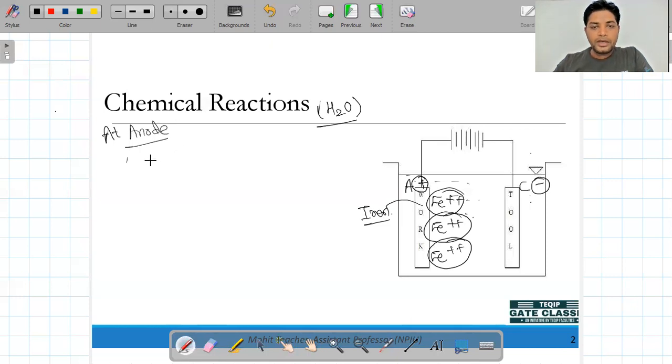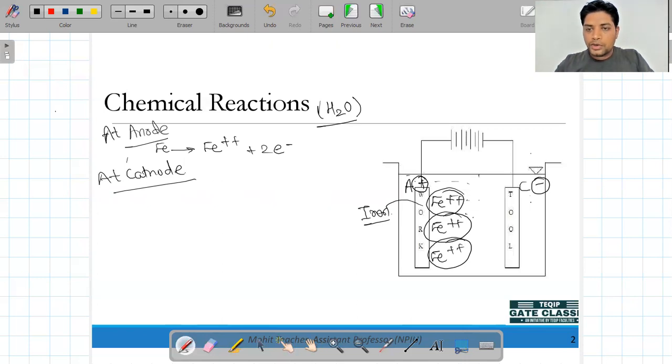At the anode, you will see that the positive ion Fe is released, that is Fe++ along with 2e-. Now what happens at the cathode? Actually, it is not happening at the cathode, where the negative ions are released; it is actually happening with the electrolyte.